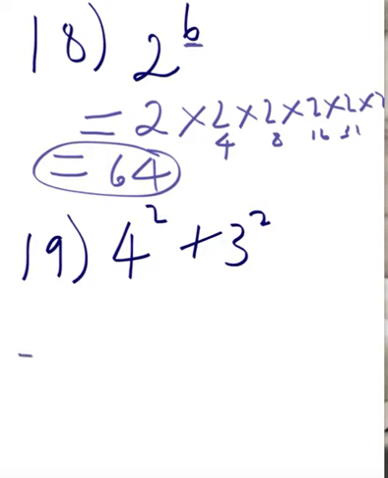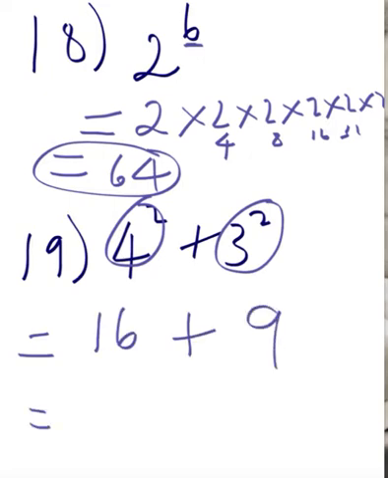19, so do I go 4 plus 3 first? No, you always do BIDMAS or BODMAS. So O stands for powers of, and in BIDMAS it stands for index numbers. So first, evaluate your index numbers. Evaluate means show the value. So 4 squared, 4 times 4 is 16, plus 3 squared, 3 times 3 is 9. And then we have 16 plus 9, which gives us 25. And we're done.